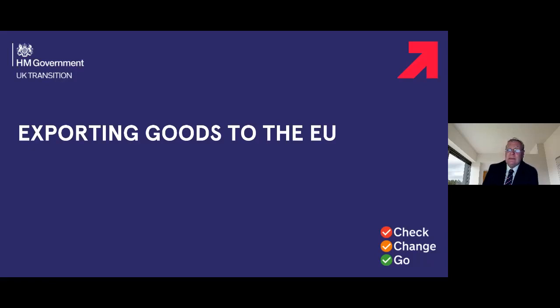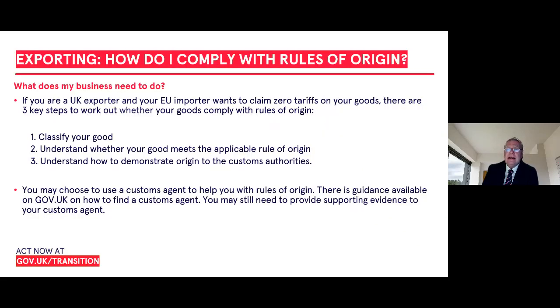The following slides will explain how to claim zero tariffs when exporting goods to the EU. There are 3 key steps to work out whether your goods comply with rules of origin and are eligible for zero tariffs. You need to classify your good, understand whether your good meets the applicable rule of origin, and understand how to demonstrate origin to the customs authorities. This part of the presentation will explain what action you need to take for each of these steps.